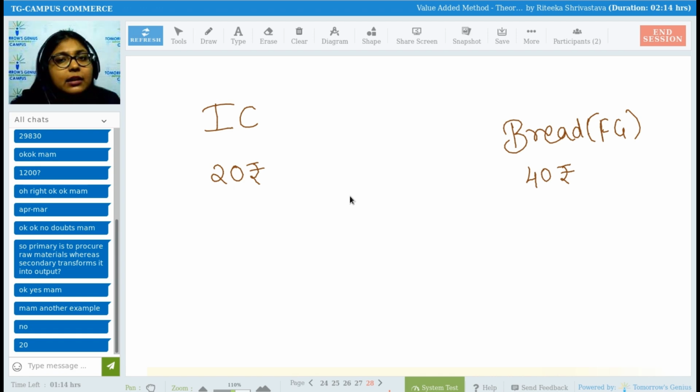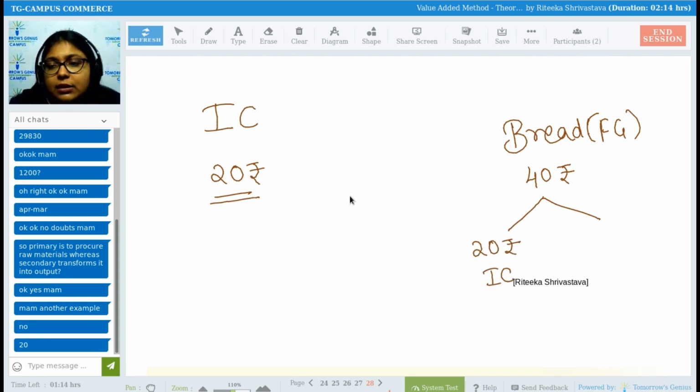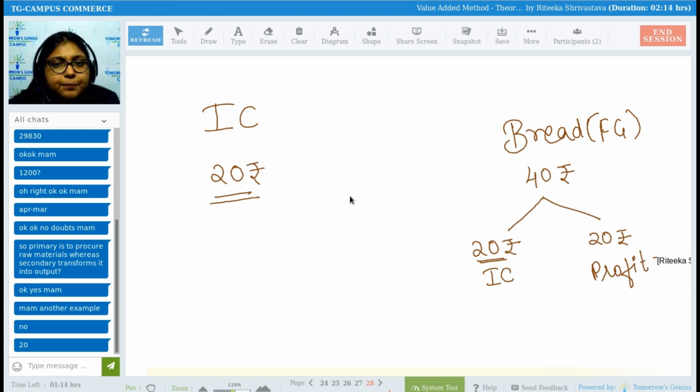Fine. Now say suppose I am the producer of that bread. I had to spend 20 rupees in producing bread. Now it's but obvious that I will not sell the bread for the same 20 rupees. Otherwise, I will be in a no profit, no loss situation. What I will do, I will add an extra 20 rupees to it to make my profit and sell the bread. Now in this 40 rupees, if I divide, then this 20 rupees is the money or the expense which I have spent on intermediate consumption, and the remaining 20 rupees is nothing but my profit.